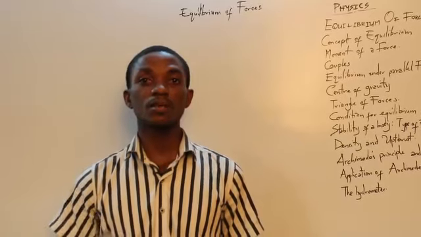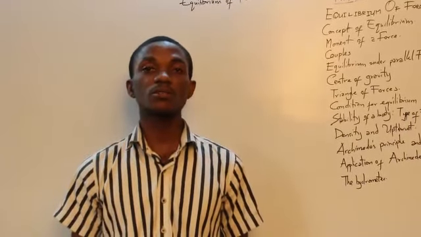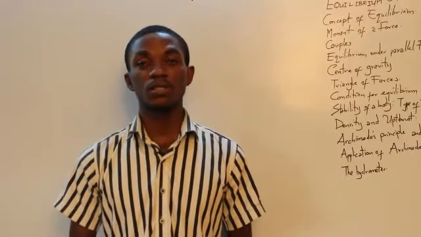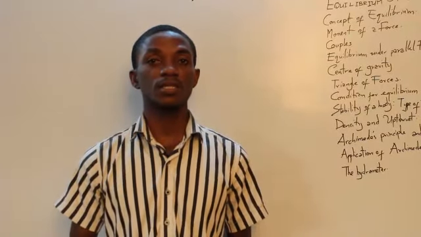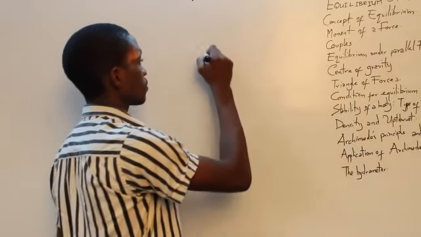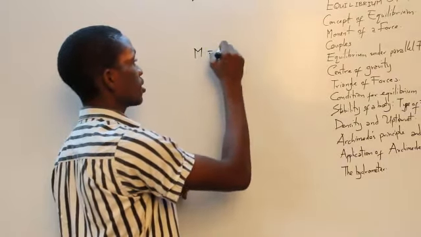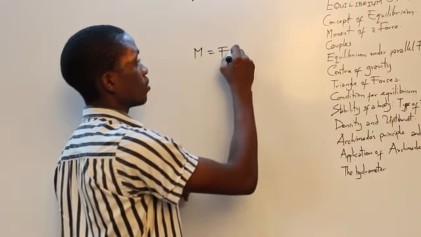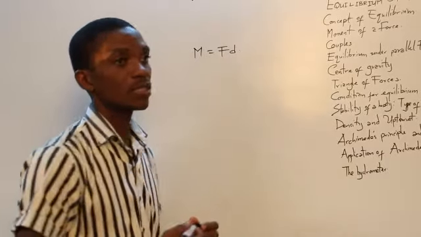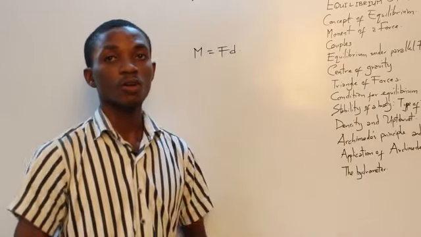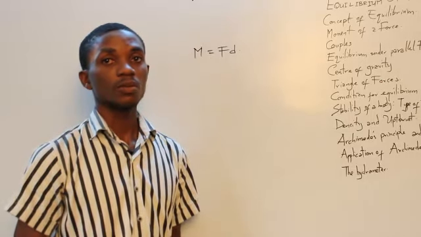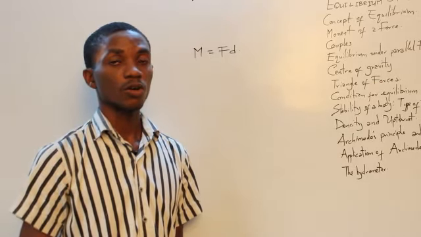And when we talk about moment of a force, the moment of the force is a turning effect a force has on an object. Moment of a force is measured as the force multiplied by the distance in direction of the force. The force multiplied by the distance in direction of the force.